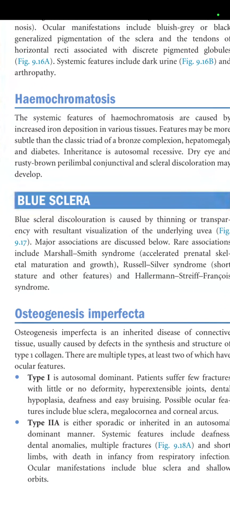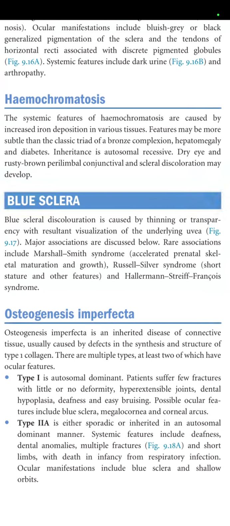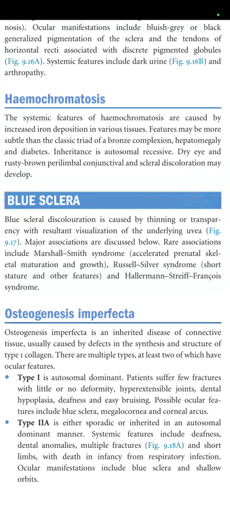Rusty brown. Blue scleral discoloration is caused by thinning or transparency with resultant visualization of the underlying uvea. Major associations are discussed below. So whenever the sclera is thinned out or transparent, it exposes the underlying uvea, which gives it a blue color. Major associations are discussed below.